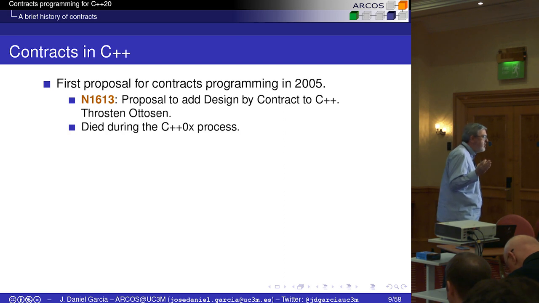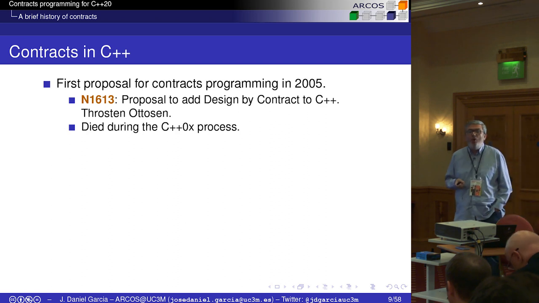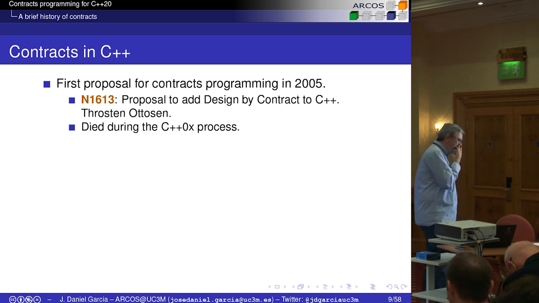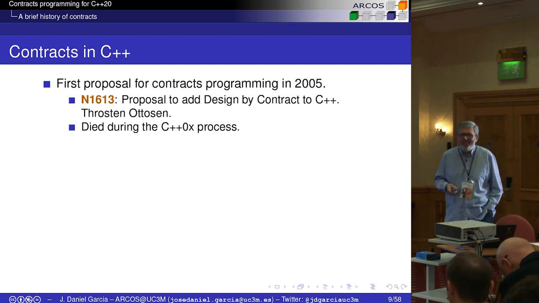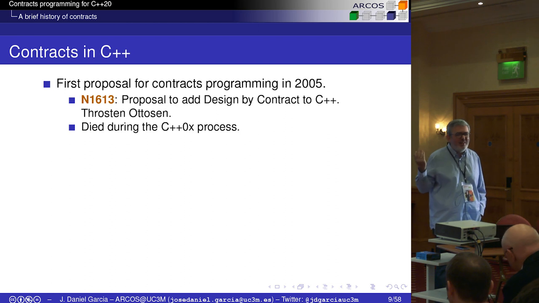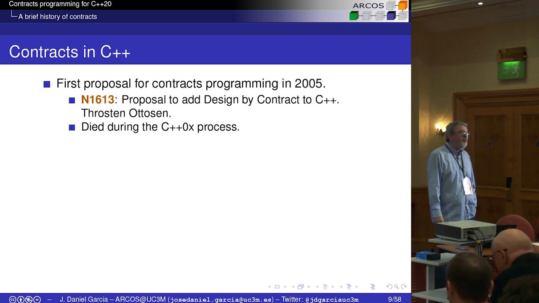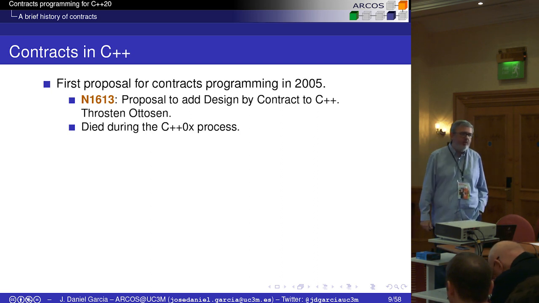One of the reasons is that, as you may know, by the year 2005, C++0x was almost done, isn't it? So they didn't want to delay with additional features, and they got delayed by many other things anyway. But after that, this proposal, nobody worked on it any longer.